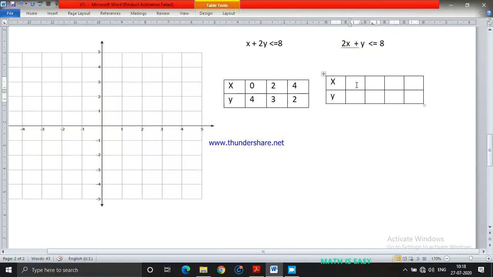Now try with x is 4, y is 0. If x is 3, y value is 2. And if x is 2, y value will be 4.